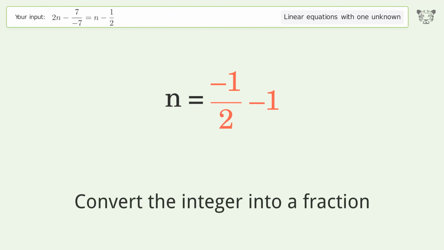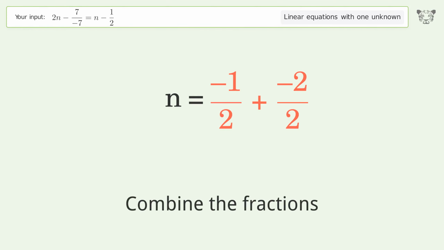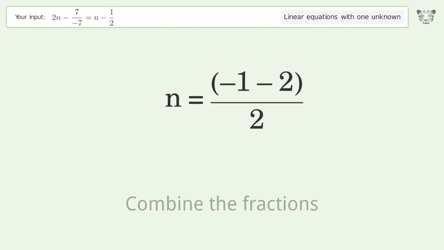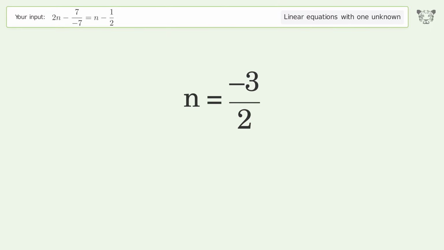Convert the integer into a fraction. Combine the fractions. Combine the numerators. And so the final result is n equals -3/2.